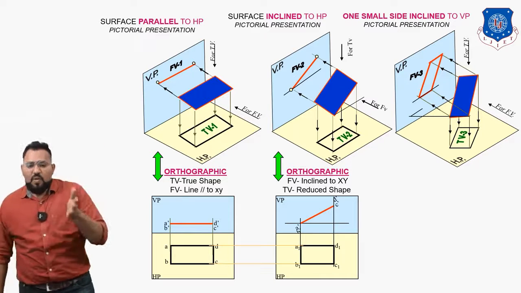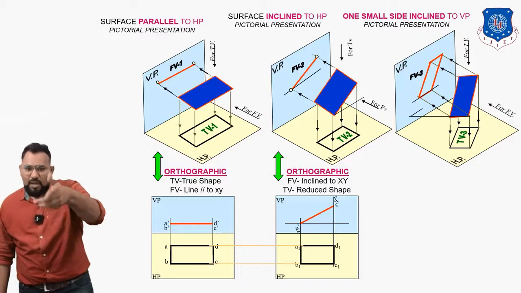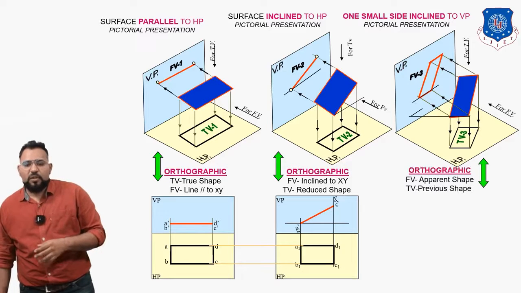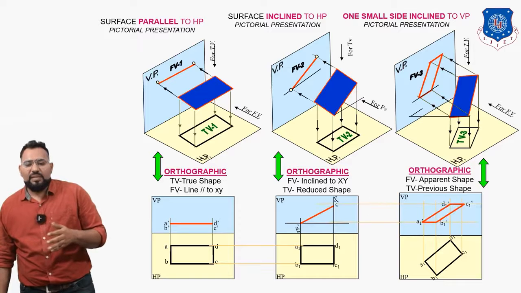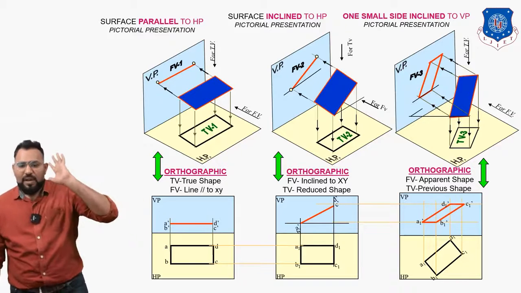Now let us take the projection of the third pictorial presentation. It is going to look something like this. You can see that the front view and top view are both apparent shapes.